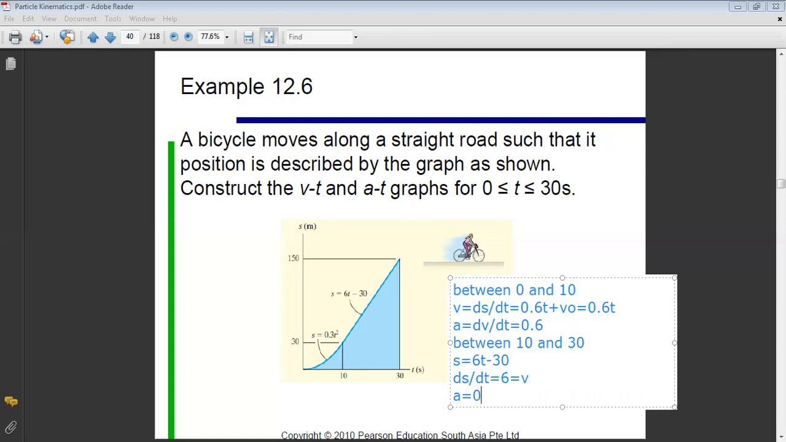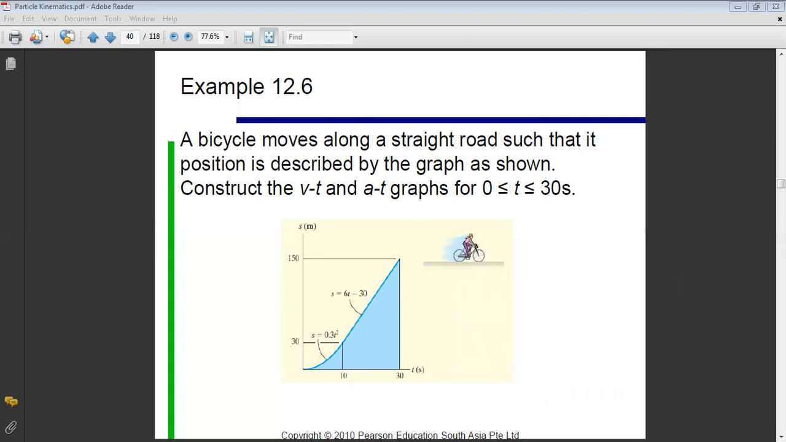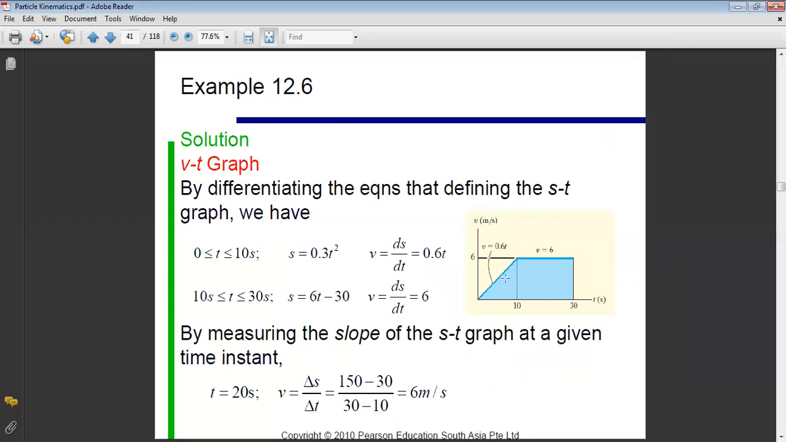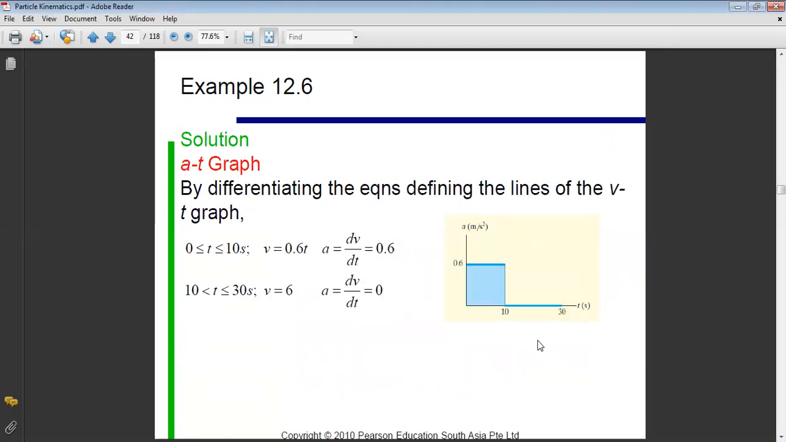So from here, I can draw the graphs of v and a as a function of time. Let us look here at the graph. As you can see here, for the velocity, first it's a straight line variation because s was second degree. Then v becomes constant because s is linear in the second phase. To find a, we have a equals 0.6 here because v is linear. Then a equals 0 for the final phase. So this is the graph of acceleration.